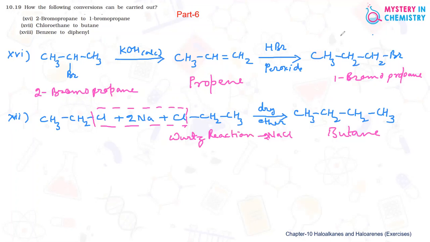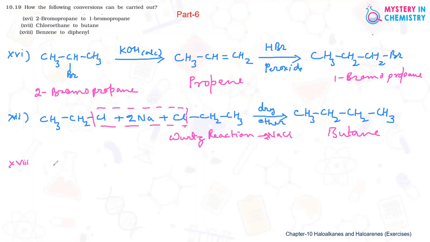Next reaction is the last one in this part, and it is 18. So benzene is converted to diphenyl. Okay, that means 2 benzene ring. Again, the same reaction we are using in reaction with sodium in presence of dry ether. So how it is taking place, just see. This is benzene to diphenyl.